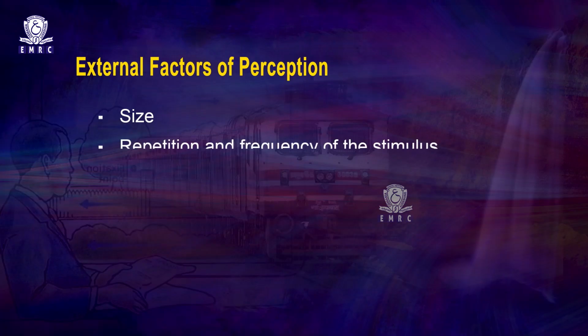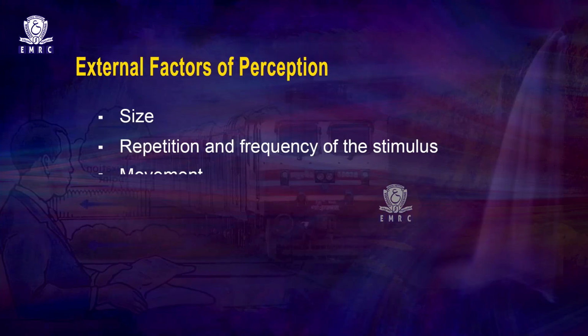The next one is repetition and frequency of the stimulus. The stimuli which get repeated gain more attention than the single one, and repeating of the stimuli is a frequently used technique in advertising and is the most common way of attracting a person's attention. The next factor is movement. People tend to pay more attention to a moving object than the stationary ones.